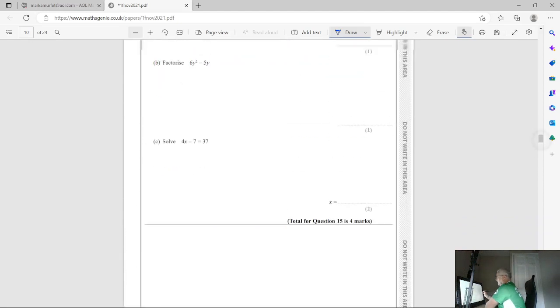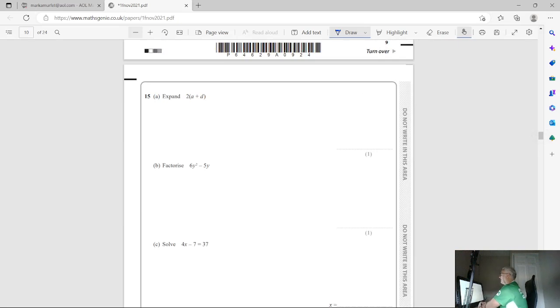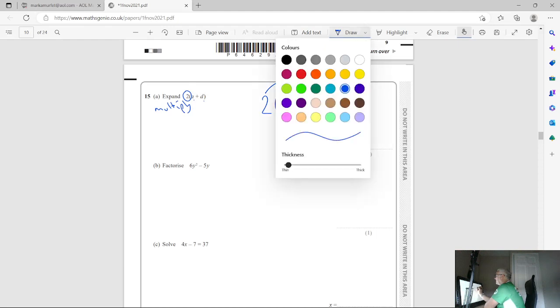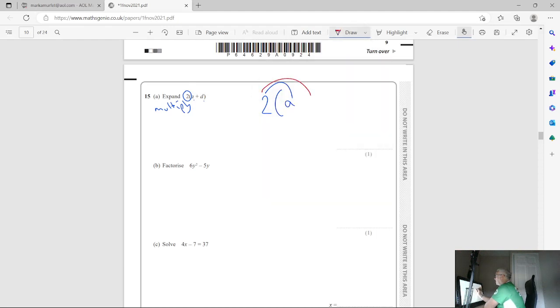Okay. Expand means multiply. So I've got a 2 on the outside, I've got an A and a D on the inside. So I'm going to have to times the 2 by the A, and then I'm also going to have to times the 2 by the other term in that bracket, the D. So 2 times A gives me 2 lots of A, I'm just doubling it. 2 times D gives me 2 lots of D. Okay, and that's my answer.